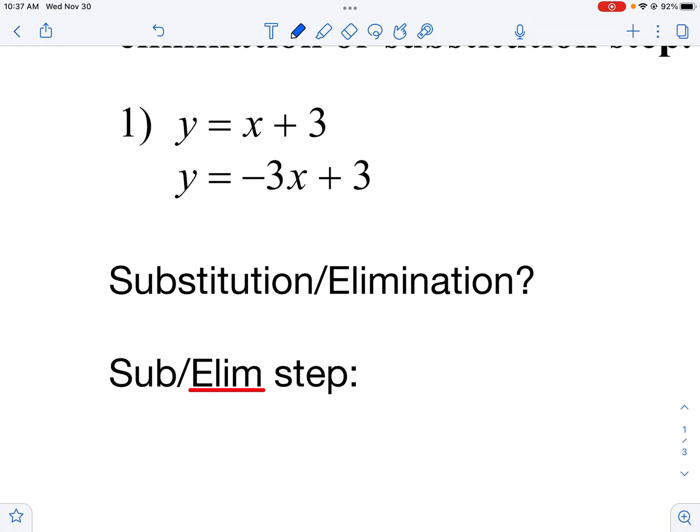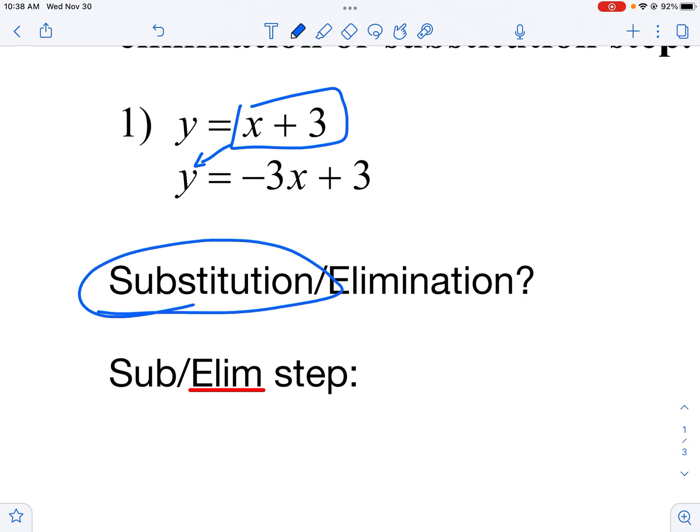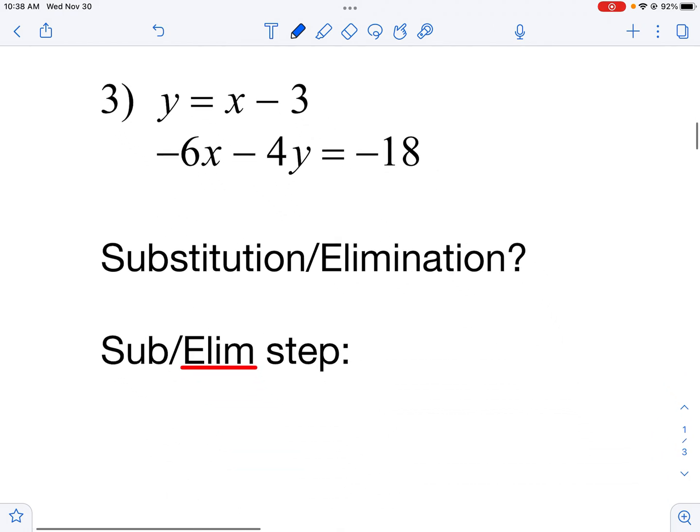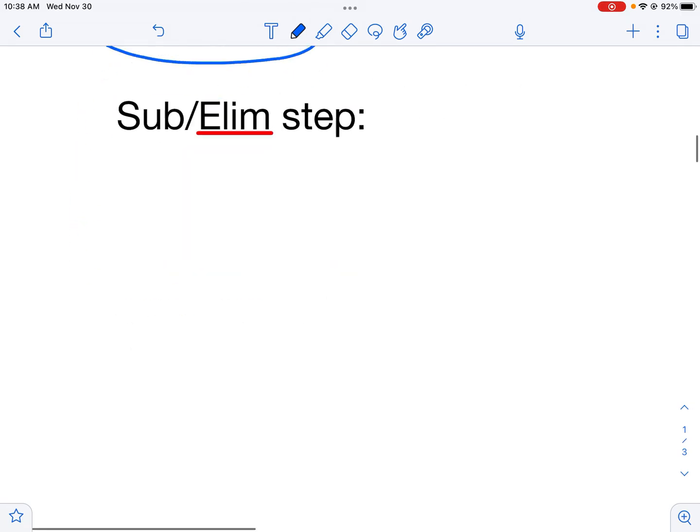Well, when I see something like this, I notice it tells me that y equals a thing. And so this can easily be substituted in the y of the other equation. So I think substitution could work on this one. Well, let's jump to another one. Let's look at 3. Again, it's got this y equals stuff, and so I can substitute that into the other equation for the y. So I'd go with substitution on this one as well.